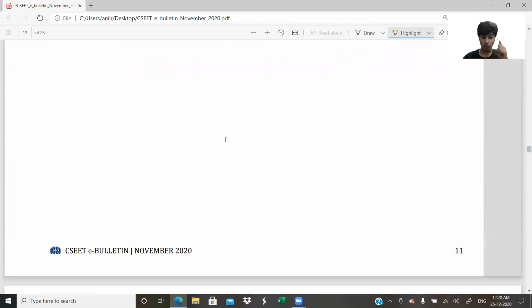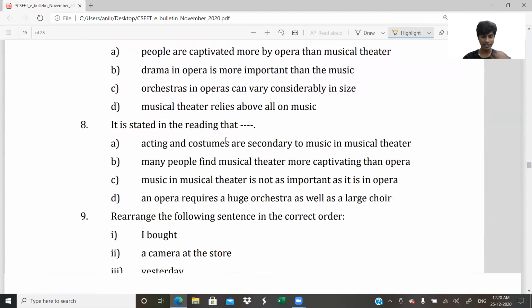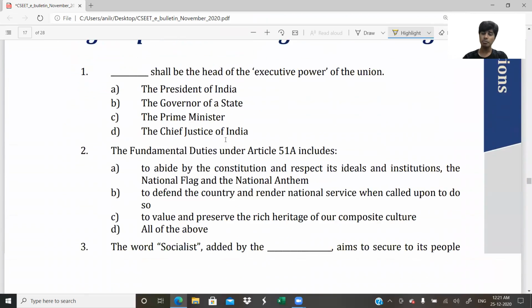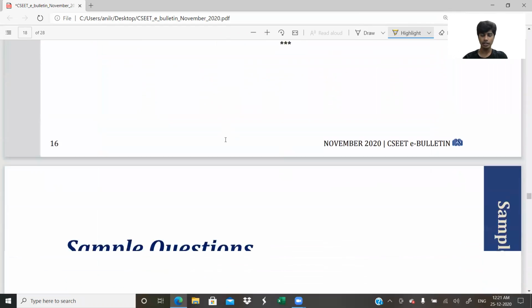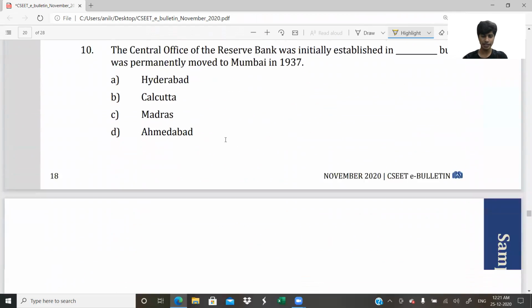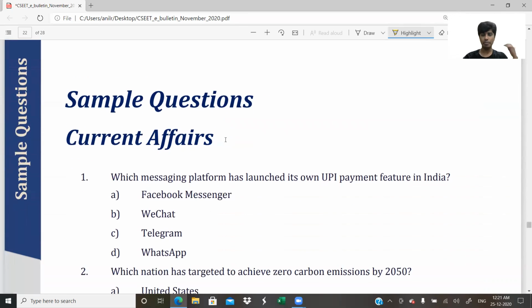Before you go away, there are a few sample questions that we'll quickly discuss. Come on, let's go ahead. Let's see the current affairs part. But you guys, please solve the legal aptitude, legal reasoning, business environment questions, everything. Practice. Everything is important for the exam. Yes, sample questions, current affairs.